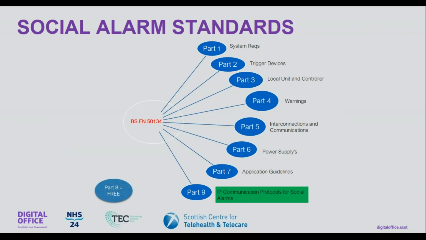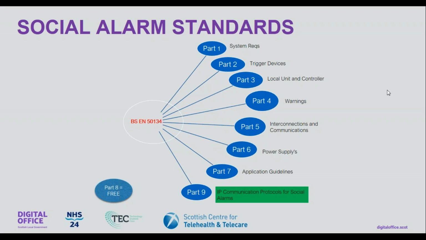So in terms of the social alarm standards, I thought this was a bit of an illustration of how that's actually broken down. We have what you would call a main trunk, and we've got different parts. Part 1 is the system requirements of BS-EN 50134, and that covers the minimum specification requirements for a social alarm system. Part 2 covers the trigger devices, which automatically activate and transmit triggering signals within the social alarm journey.